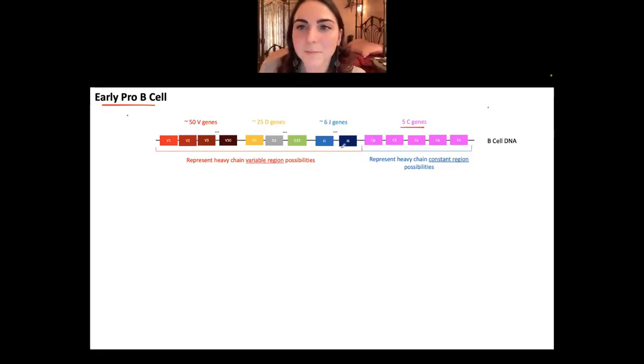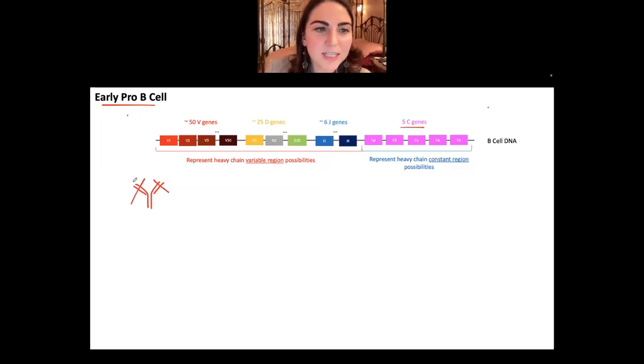That's what all of these things mean on a B cell's DNA. V, D, and J are going to contribute to the variable region, the very top parts of the antibodies. Remember we have the constant regions and the variable regions. The VDJ rearrangement is what allows for the variable regions.